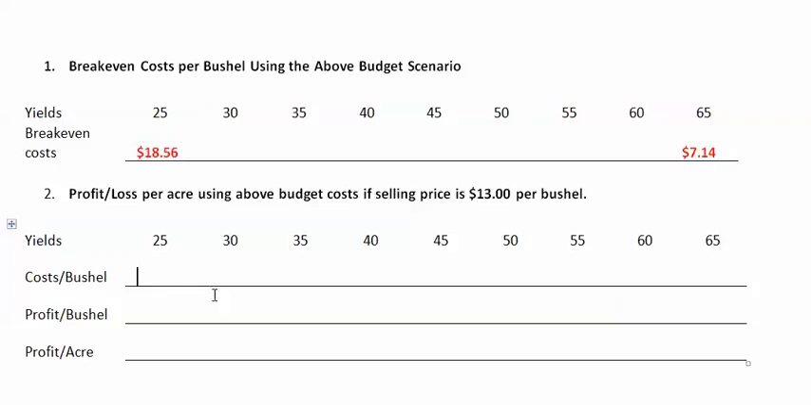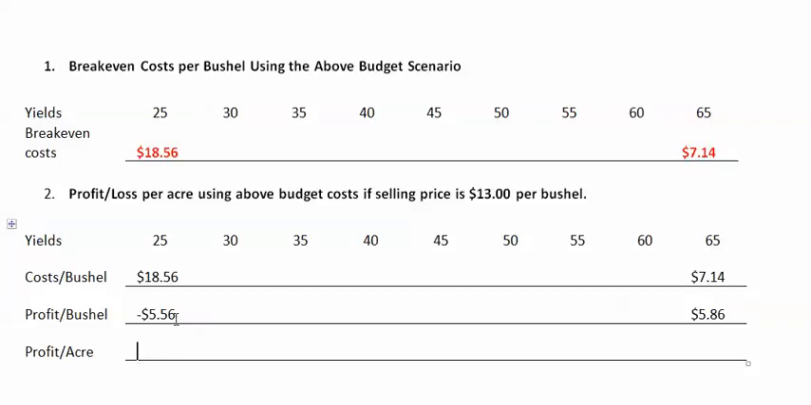Number two, just like the previous corn example, we're going to figure out our profit or loss per acre. Here we have a selling price of $13 a bushel. Wouldn't that be great? Just had that a few years ago. Again, our cost of production at 25 bushels per acre, $18.56 here, $7.14 here. My profit per bushel here is actually a loss, $5.56. Here it's a gain. We make $5.86 a bushel.